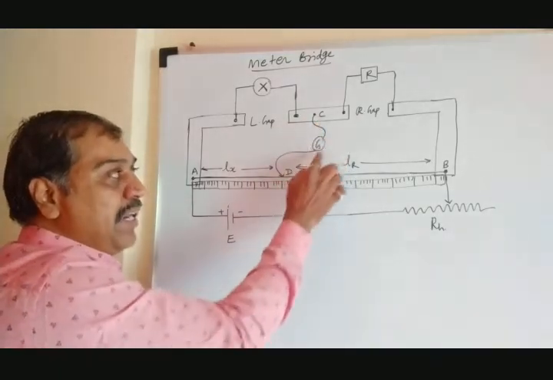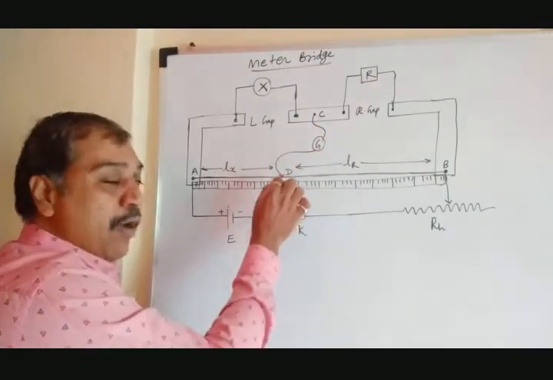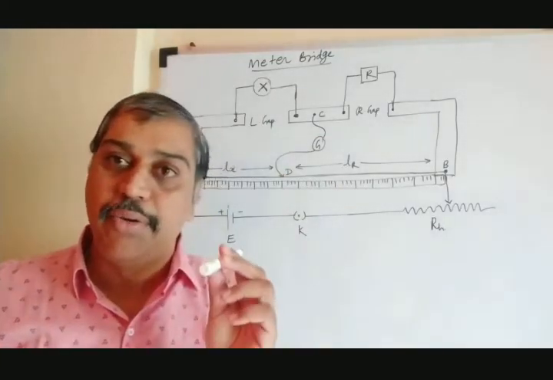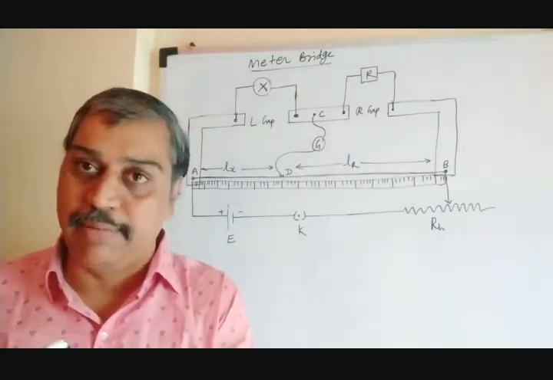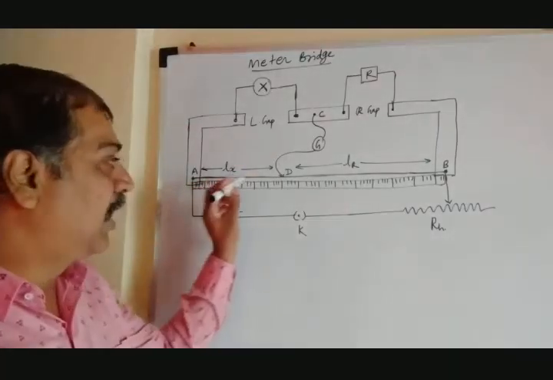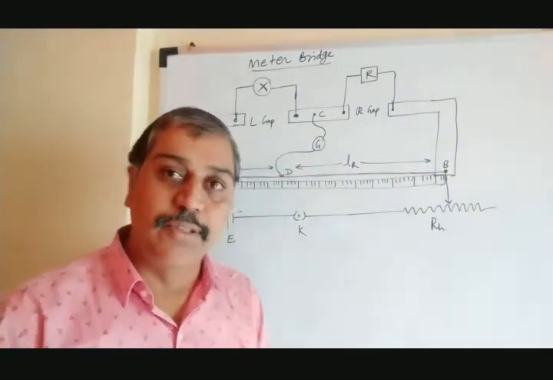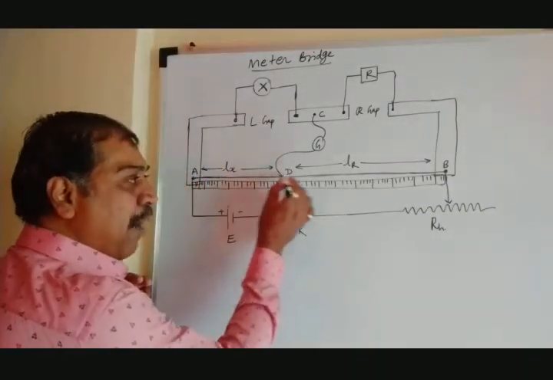Between points C and D, there is a galvanometer, and this point D is nothing but what? It is just like a simple metal. That metal you can touch at different portions of the wire. By that metal, you can touch the different parts of the wire, and that is said to be the jockey. The jockey is used to touch different parts of the wire.